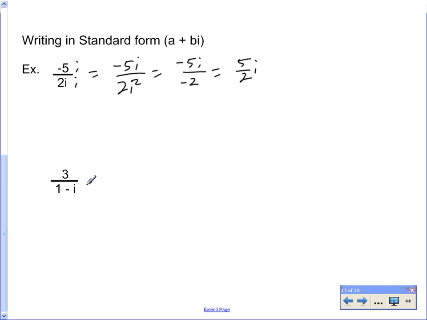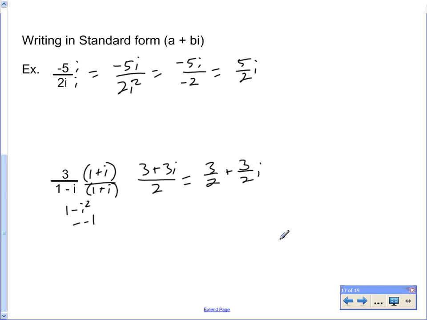Here, I don't want i on the bottom because that's not standard form. So I'm going to use the same trick that we use for square roots. I'm going to multiply by the conjugate, which is like the completed half of its difference of squares. So I just change it to a plus and multiply this out. On the top I'm going to get 3 plus 3i. On the bottom I'm going to get 1, plus i minus i, they cancel, minus i squared, which is really minus negative 1, which is plus 1, so I get a 2 on the bottom. So in standard form this would be 3/2 plus 3/2 i.